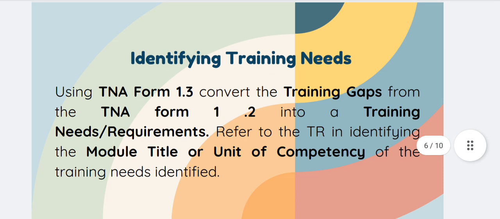Identifying training needs. Using TNA Form 1.1, convert the training gaps from the TNA Form 1.2 into training needs or requirements. This refers to the TR, and identifying the module titles or units of competency of the training needs identified.